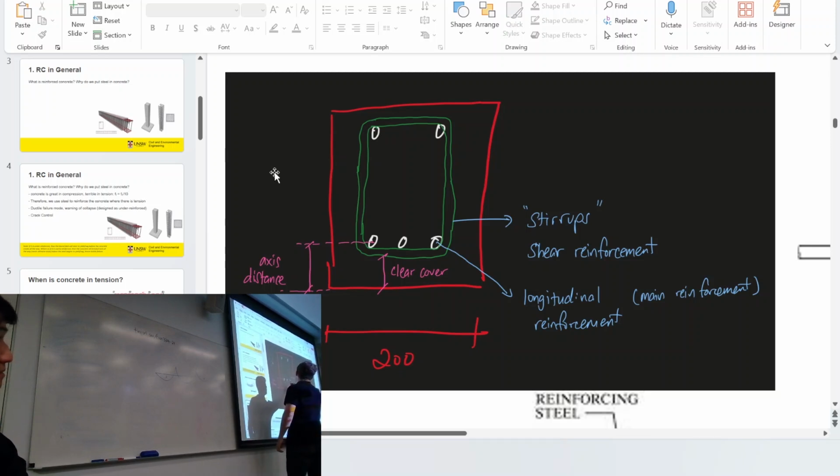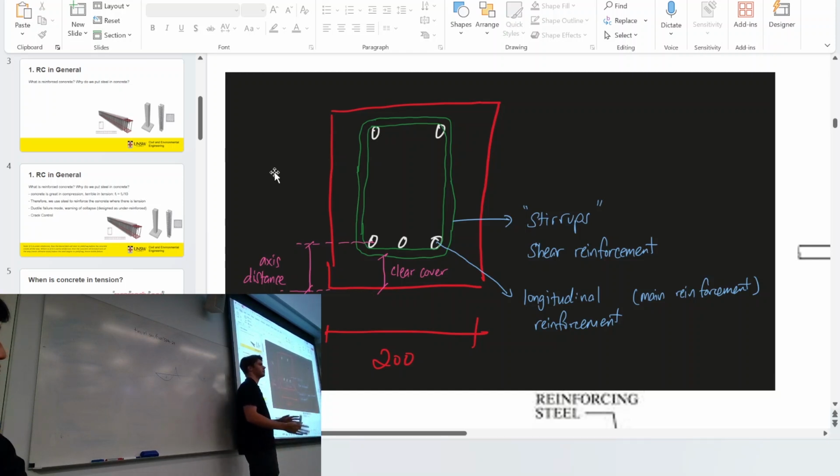Longitudinal steel on the bottom, right? That's the steel which is on the bottom from the bending, and that's taking all the tension. So that's why we have lots of steel on the bottom, not as much on the top, sometimes no steel on the top.